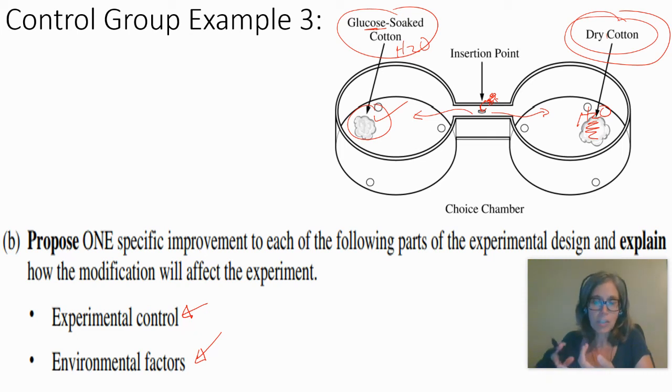Each side should be the same temperature. It should be physically the same size. I guess they kind of already are, but really anything reasonable that you can come up with there is good. Like make sure the cotton is the same size. Make sure it's the same amount of cotton. Come up with whatever you can and explain it, and you probably won't get points off there.